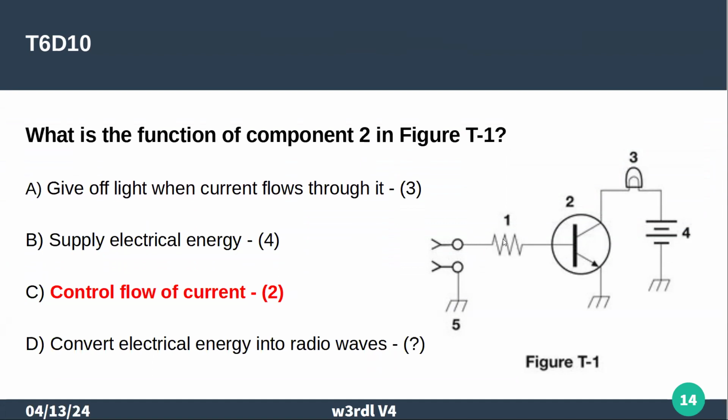So the current coming in through this resistor to the base is going to control the amount of current coming from the battery through the light, through the transistor, back to ground.